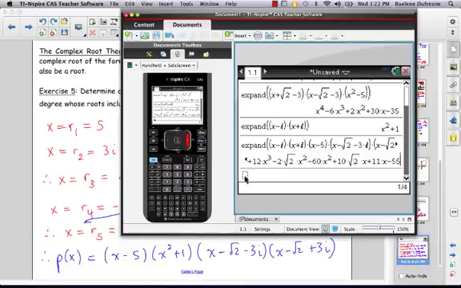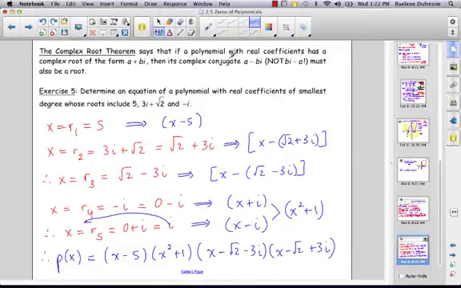So we have accomplished our goal of coming up with a polynomial with real coefficients of the smallest degree without introducing any additional factors that are unnecessary to make this real.